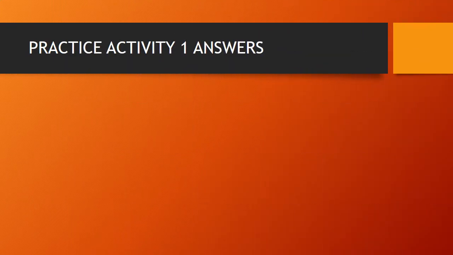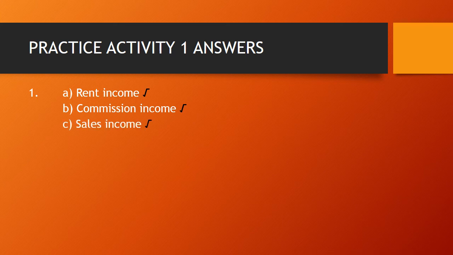Practice activity 1. Number 1A, rent income is the correct answer. Give yourself a mark. B, commission income. Give yourself 1 mark. C, sales income. Give yourself a mark. D, current income. Give yourself a mark. And E, interest income. You give yourself a mark.